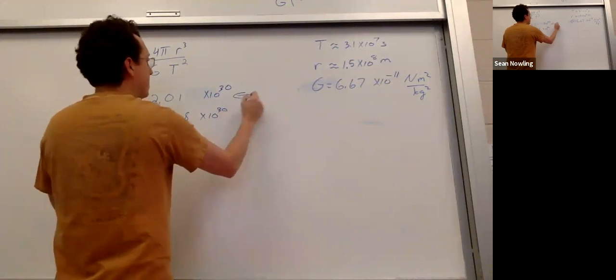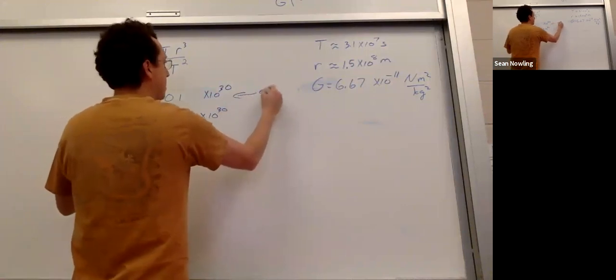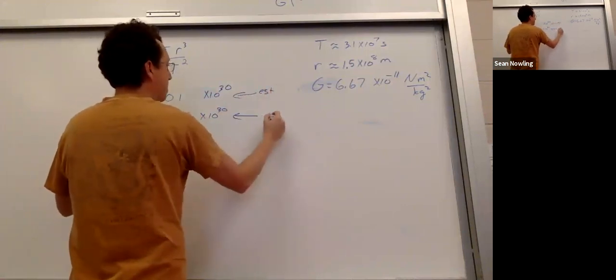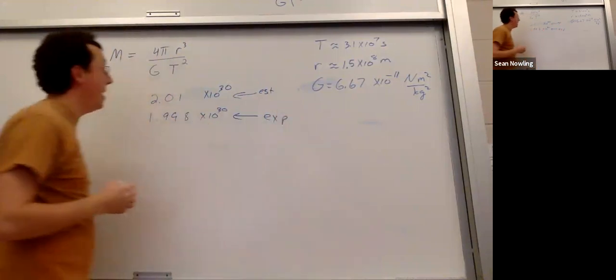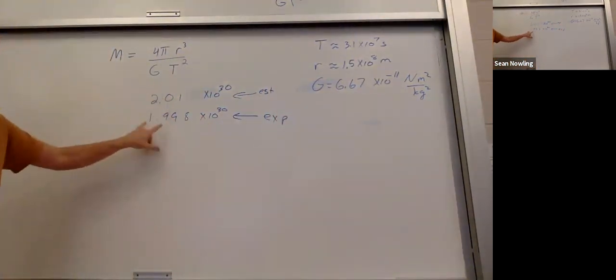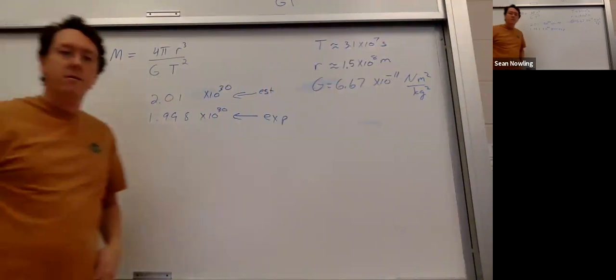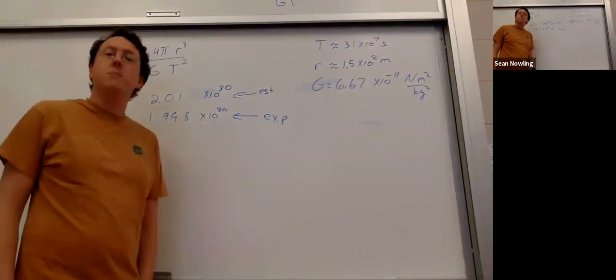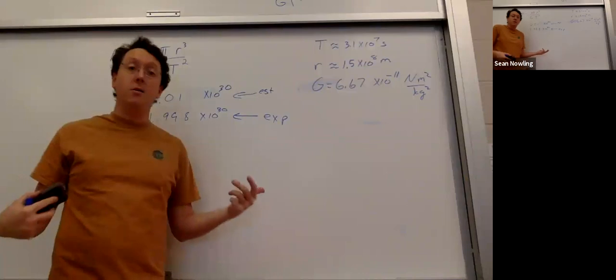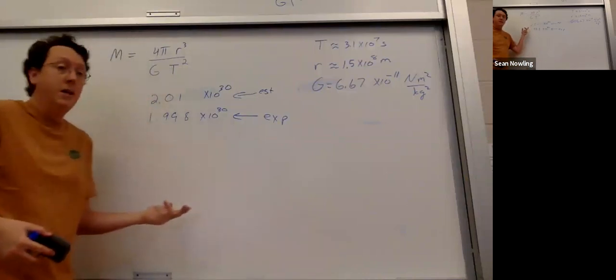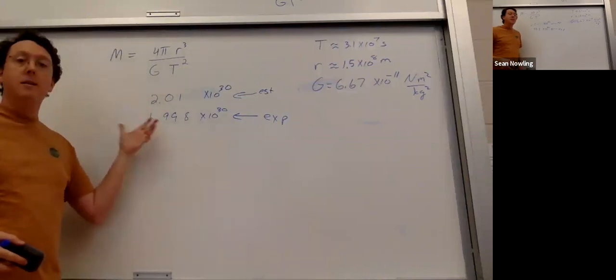This is our estimate. This is the experimental value. So not bad, right? We're good to just a whatever percent or so, a little bit less. So that's how you can stand at your kitchen table and weigh the sun, using Kepler's laws.